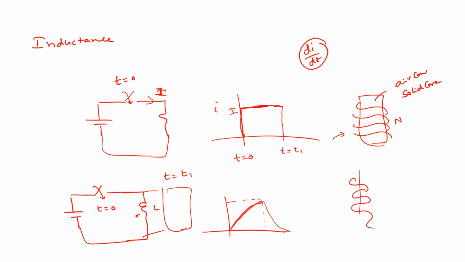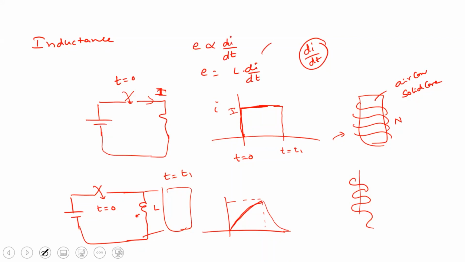If there is a rate of change of current, what is the consequence? EMF is developed. EMF is induced, right? So EMF E is proportional to di by dt. What is the proportionality constant here? L, inductance. So E equals L into di by dt. Of course, we have some minus symbol, right?